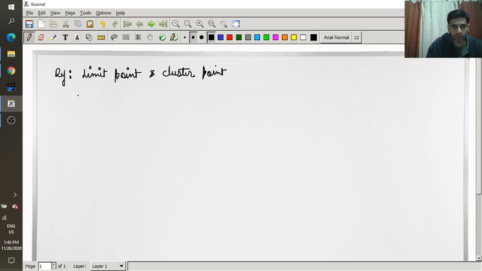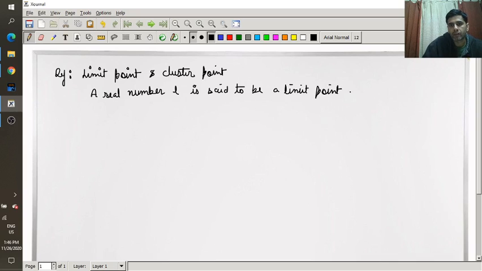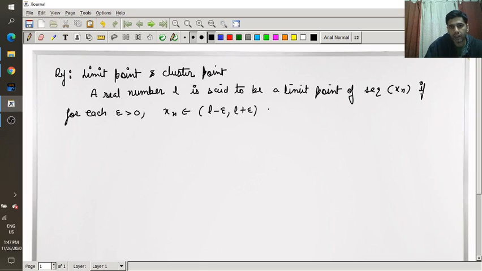How can we write it in mathematical form? A real number L is said to be a limit point of sequence xn if for each epsilon greater than 0, xn belongs to (L minus epsilon, L plus epsilon) for infinitely many n, where n belongs to natural numbers.